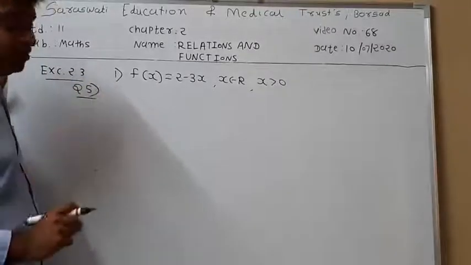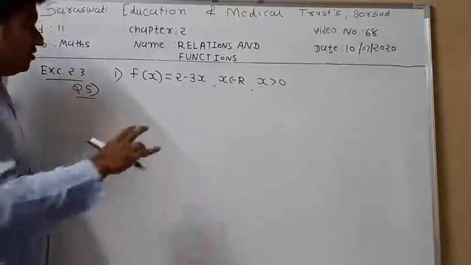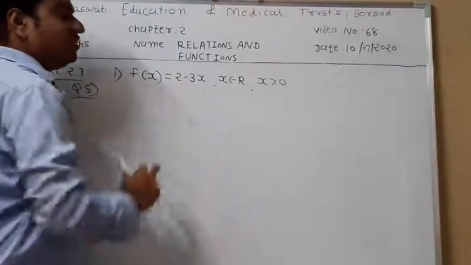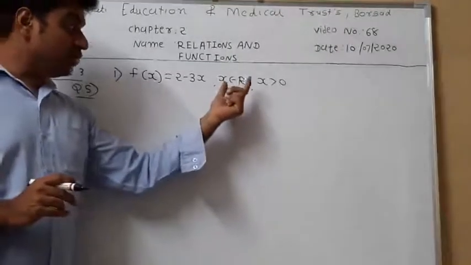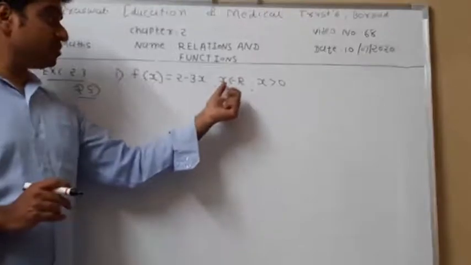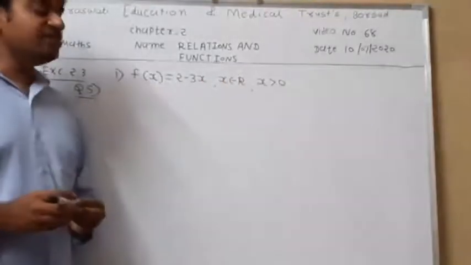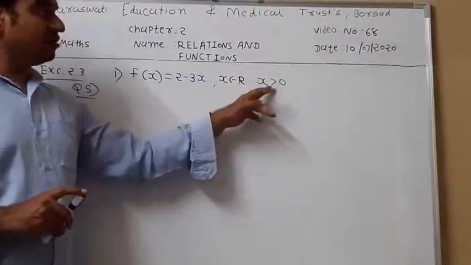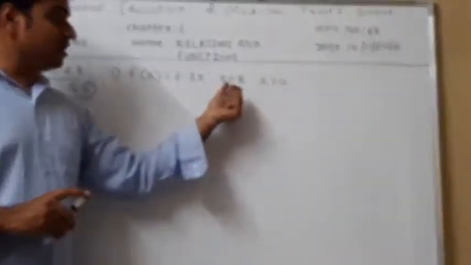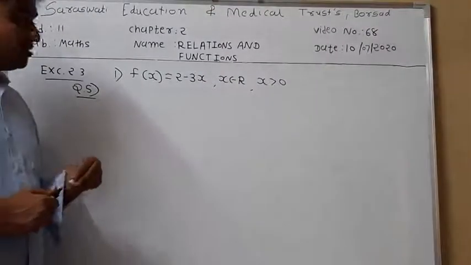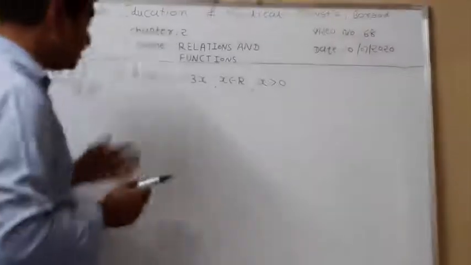Here we cannot find the domain of this function, only the range. Now f of x is equal to 2 minus 3x, that means one equation is present, and two conditions are present. First condition, x belongs to R, that means we can consider the value of x in the form of R. Another condition, x greater than 0, that means x belongs to the positive values of R. So we cannot consider 0 also.